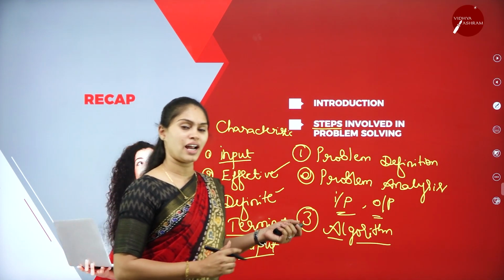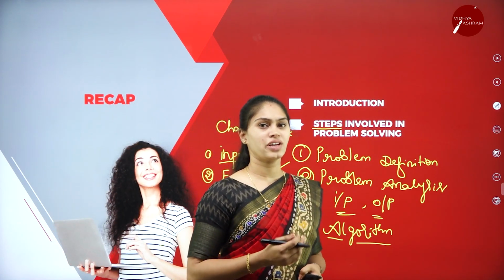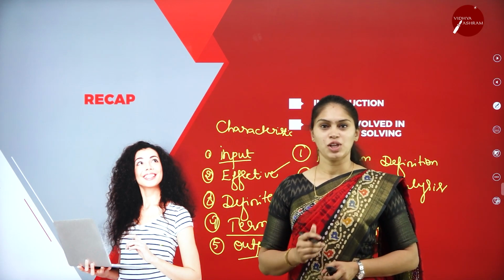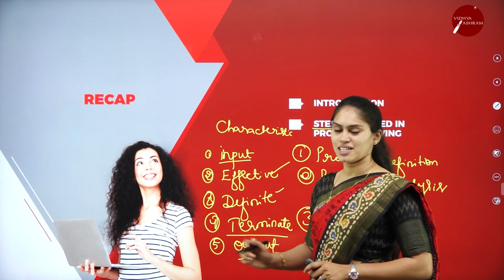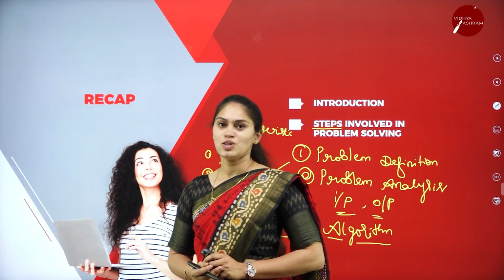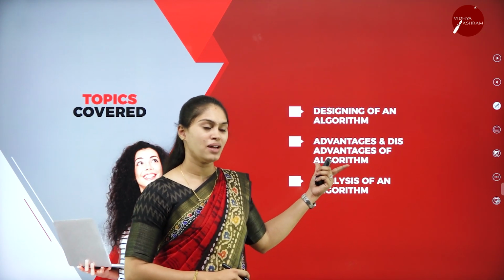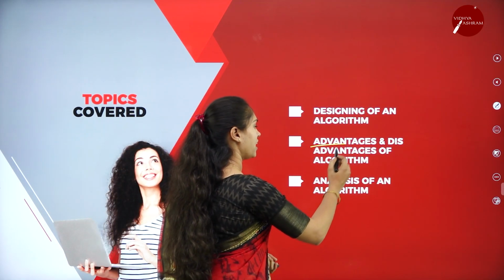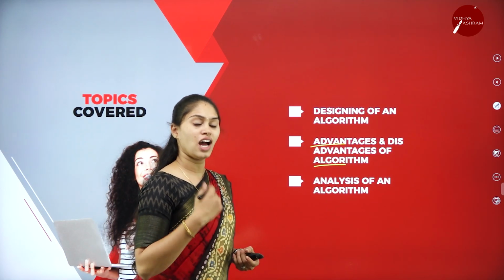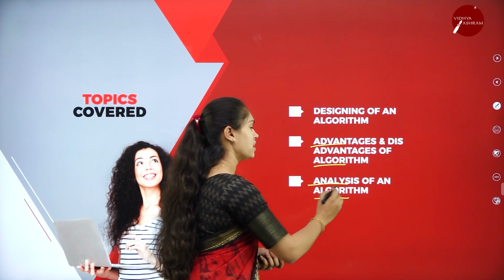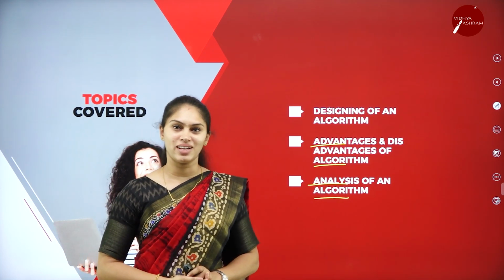So after writing all these things, it has to give the desired output to the user. Okay, so these are the characteristics of an algorithm. So in this session, we're going to see how to design an algorithm and what advantages and disadvantages we have, then how to analyze the algorithm. That I am going to discuss in today's session.